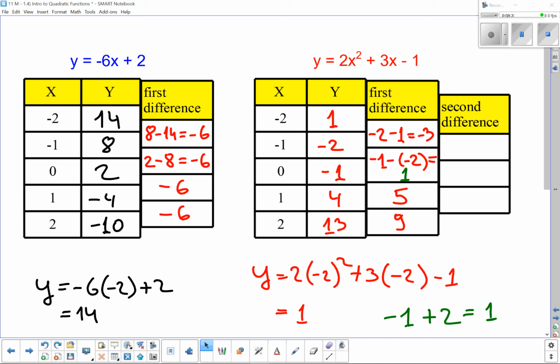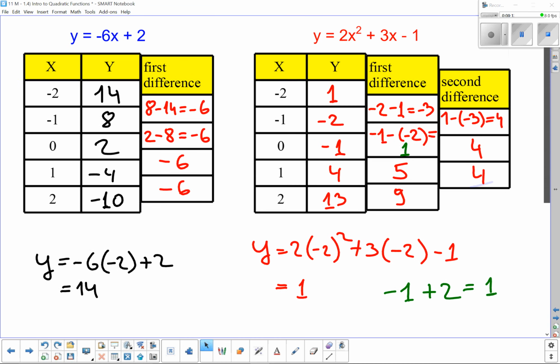Now for second differences, you're going to repeat the process, but you're going to be using first differences for the calculation. So in our first one, we're going to subtract 1 minus -3, and we're going to get 4. And if we repeat that all the way through, we can fill out the second differences. So this one is going to be 4, and this one is going to be 4 as well. And as you can see, they're the same values, and as a result, we can confirm that yes, this is a quadratic function. That is the process for finite differences.